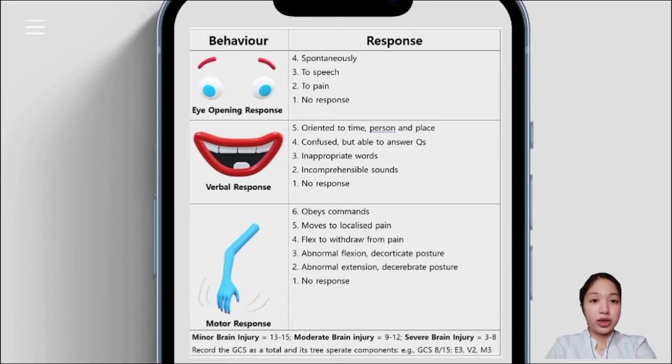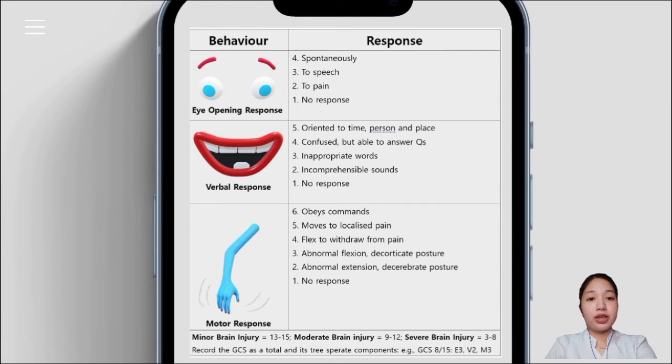Score number 2 is classified as abnormal extension, decerebrate posture. Extensor posturing, adduction of arm, internal rotation of shoulders, pronation of forearm, extension of wrist, decerebrate responses. And score number 1 is classified as no response. It means no motor response.